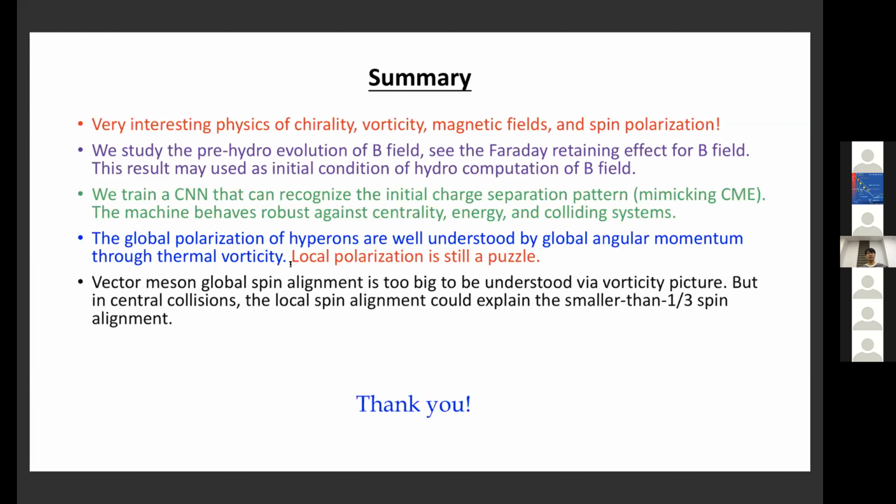For the global polarization of hyperons, we found that the theoretical calculation could fit the data quite well, which means that the global polarization is quite possibly due to the global angular momentum. But for the local case, it is still a puzzle. And for the vector meson spin alignment, there are also puzzles, but at least in the central collisions, the local spin alignment could possibly explain the data.